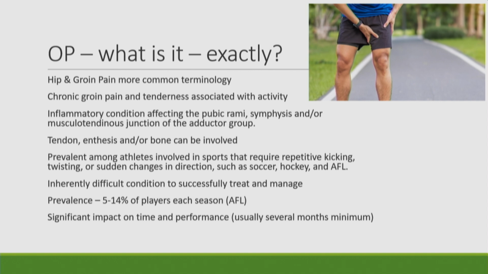The tendon, enthesis and/or bone can be involved, and it's prevalent among young athletes in sports that have a repetitive nature. So those that have kicking, twisting, changes of direction, sprinting, those sort of things. So some examples there are hockey, AFL, soccer, typically kicking sports. AFL is kind of the main sport that we see this associated with, and that's a really big sport in Victoria, and it is over here as well, which is part of the reason why this is included in the presentation.